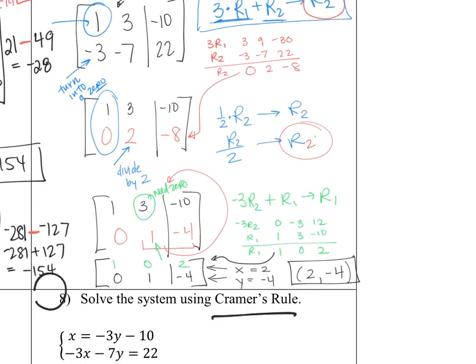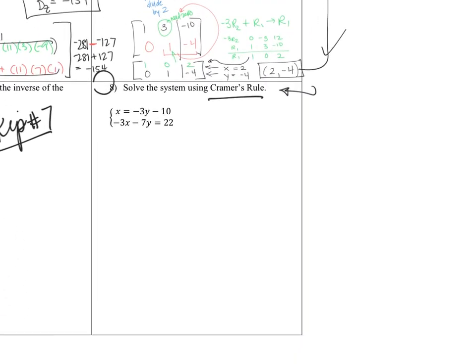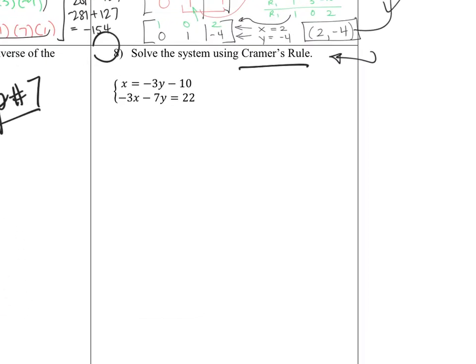If I want to check that I'm right, I could just plug it back into my original system, and I will see that it does work, so you should check that. We're also going to use another method in the next problem, and we should get the same exact answer. So let's look at question number 8. Again, we're using the system. I'm going to move that top row over. It's the same system that we already had.